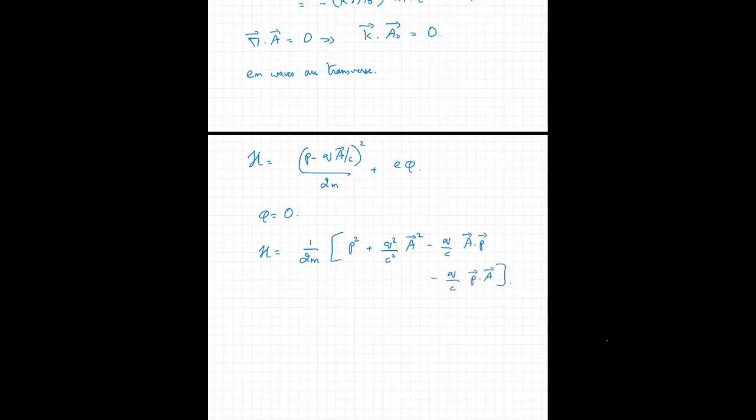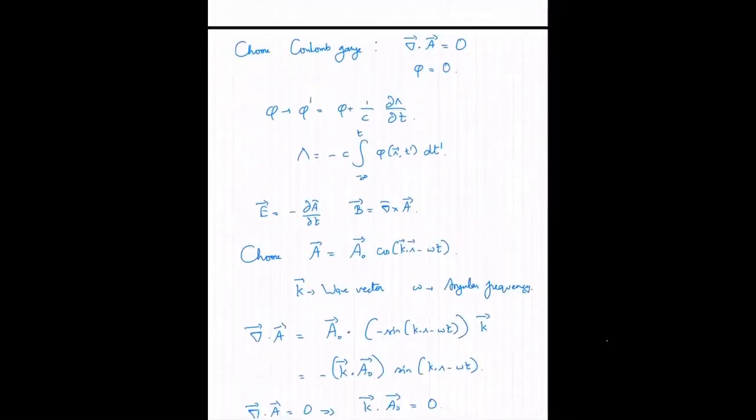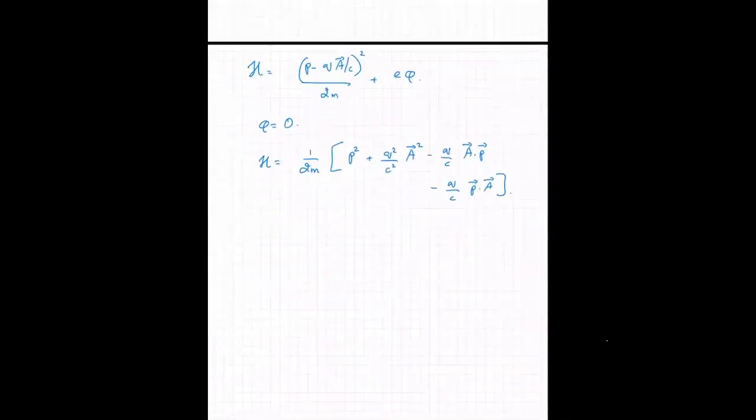Okay. So remember that Coulomb gauge has two conditions. Phi is 0 and del dot A equal to 0. We have already used the fact that phi is 0 to simplify the Hamiltonian. So now we are again going to lead up to how to use the other condition of Coulomb gauge, which is del dot A equal to 0.